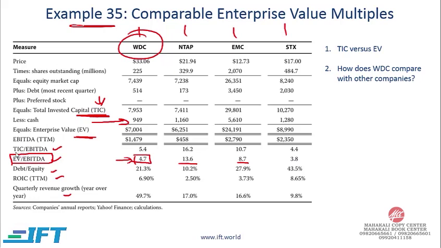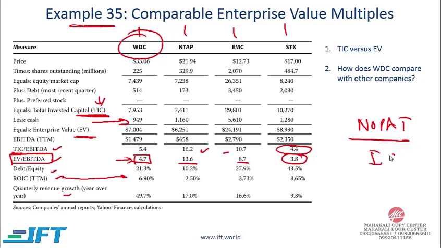What about based on total invested capital to EBITDA? There also, STX seems to be better, even though WDC is better than these two companies in the middle. Return on invested capital, this is an important measure. Return on invested capital is NOPAT, net operating profit after tax, divided by the invested capital. So obviously, the higher the better, all else equal. Here with this ratio, again, this company, STX, seems better.